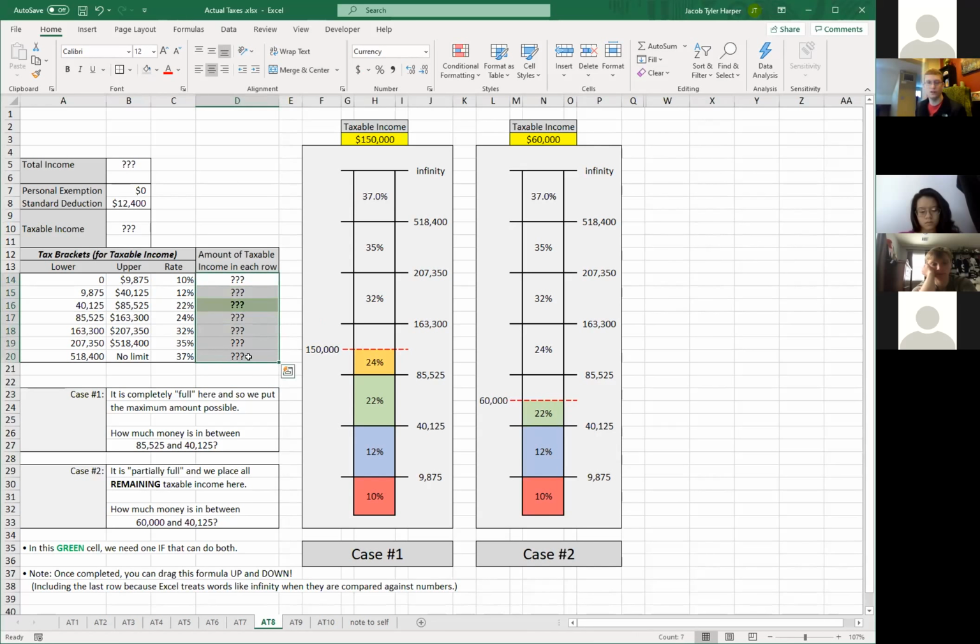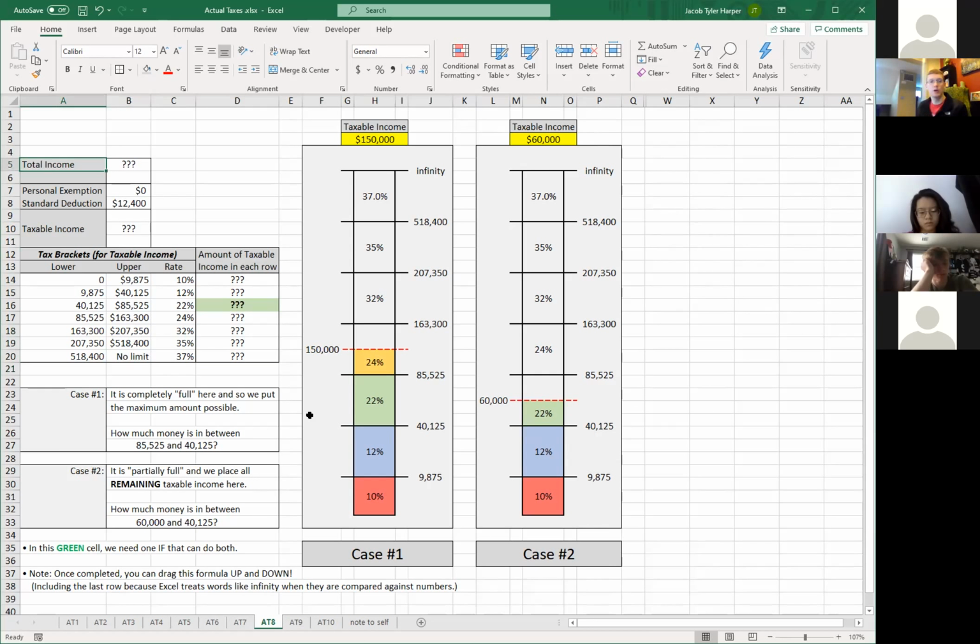Okay, and another thing that's really nice about this if statement is once you figure out this one, you can drag it all the way up and down. This one if statement is going to take care of this whole column if we do it right and use dollar signs and all that. It even works for this weird bottom row that has words, because of how inequalities are compared against words. Let's say you ask, is 100 bigger than the word "no limit"? If you do that in Excel, "no limit" is always going to be the bigger one. Excel treats words almost like infinity. So yes, you can drag it all the way down because inequalities do work with words and they work just like we want them to, which is very nice. So we don't have to do a separate one at the bottom.